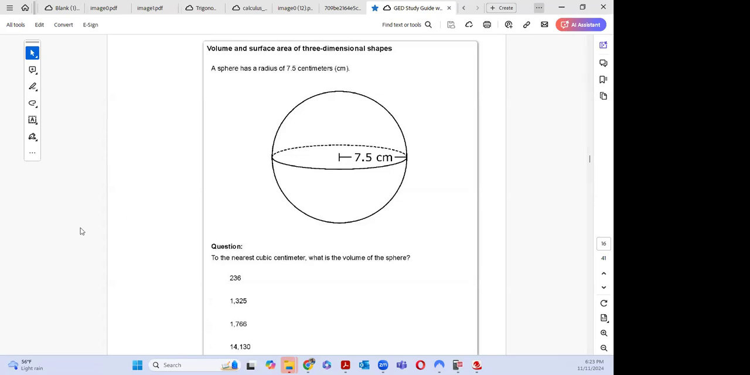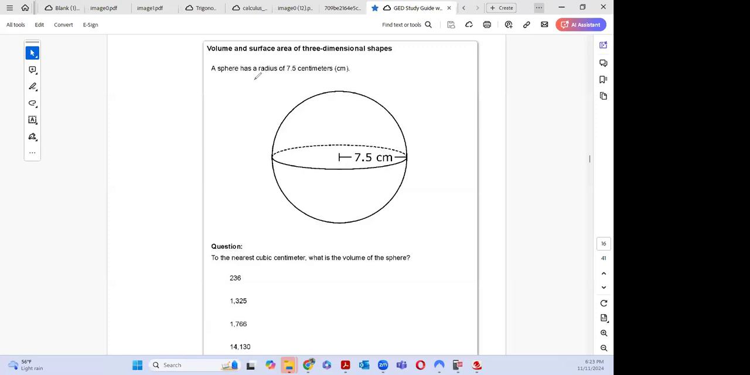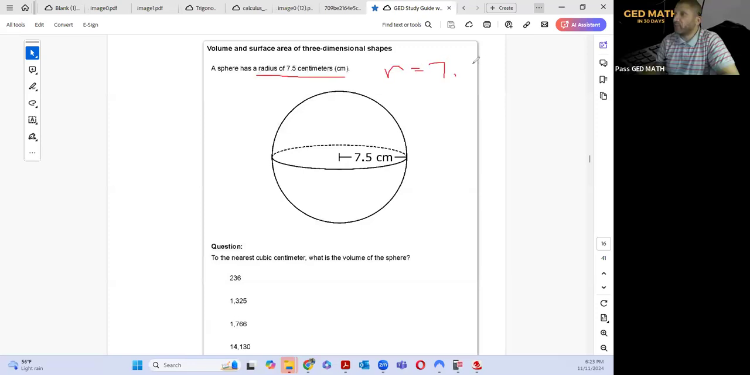First, we identify what we have. First of all, identify your givens. What do we know? We have the radius, that's 7.5. So we know our radius is 7.5 centimeters. That's basically what they gave us, right?